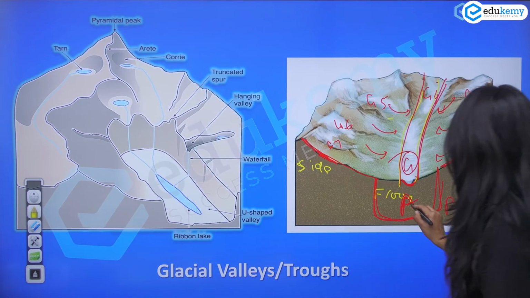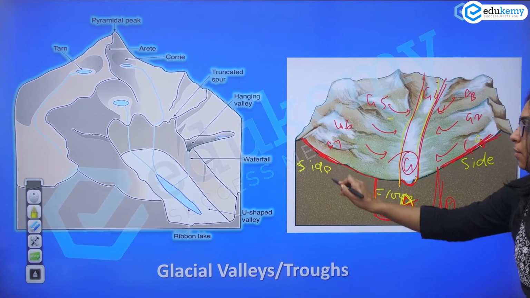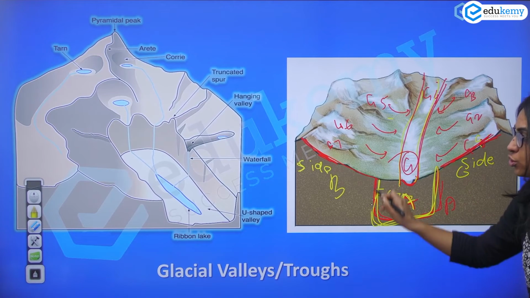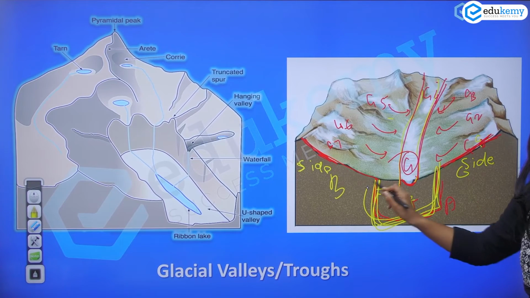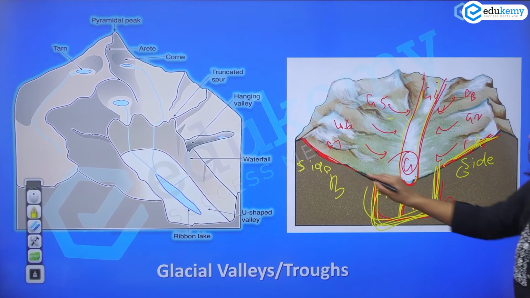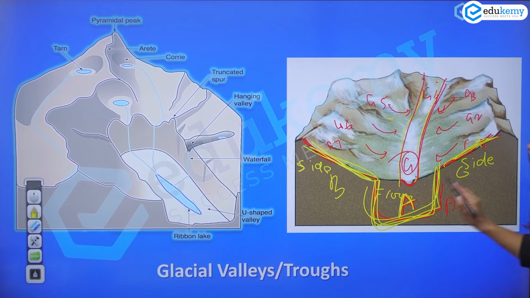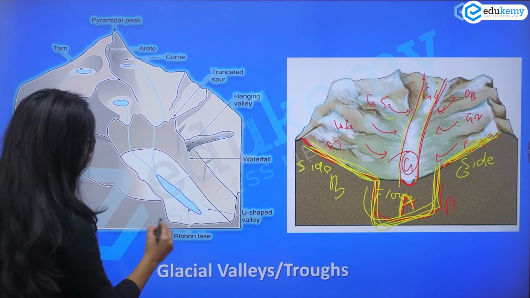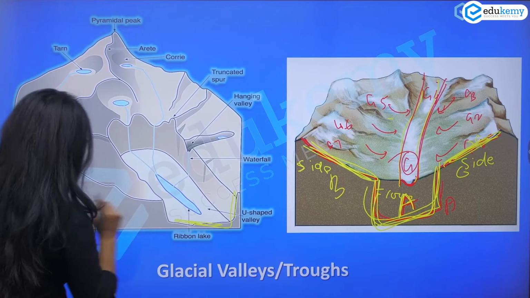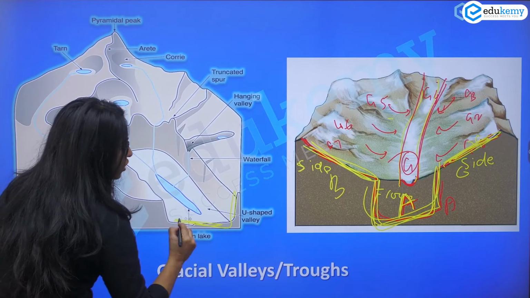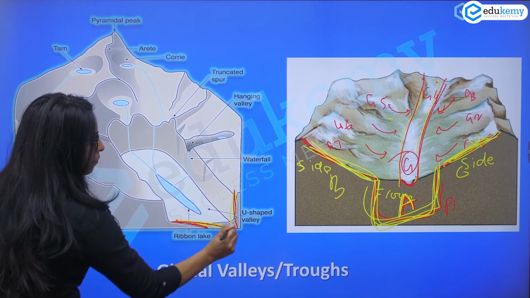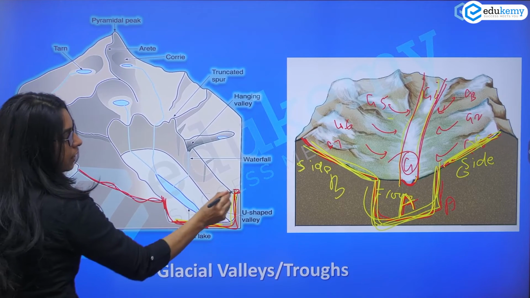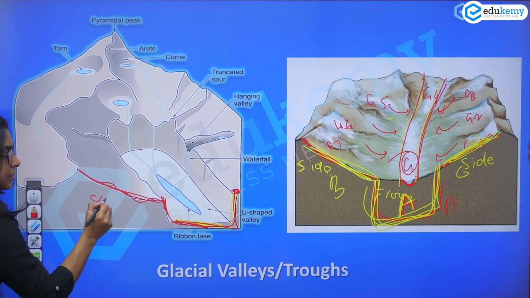This A portion will be eroded more as compared to B and C. So this A portion will have a U-shaped depression, and this will be a valley side. That's what is being shown here. This is the U-shaped valley that has been eroded. And this is the valley side.